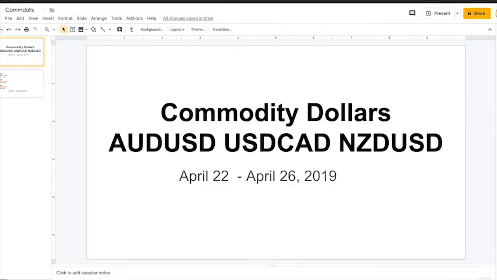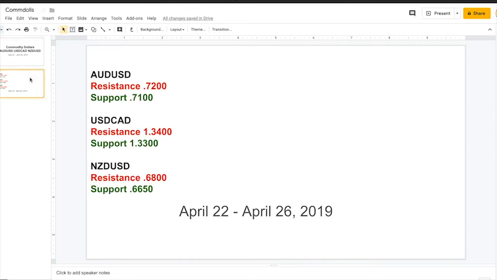Welcome to the weekly technicals for the commodity dollars: Aussie dollar, dollar CAD, and Kiwi dollar, April 22nd to April 26th, 2019. The story in commodity dollar land has pretty much been the same, although we do have probably the most important event risk hitting the commodity dollars on the CAD side, which I'll address in just a second. As far as trading goes, Aussie is still a 71.72 trade. CAD for now is a 33.34 trade, although we could really change that as the week progresses.